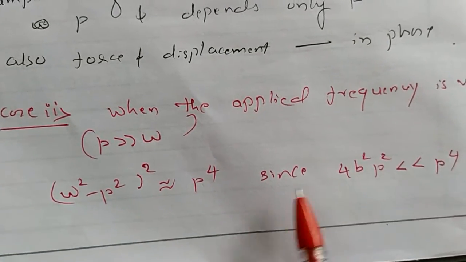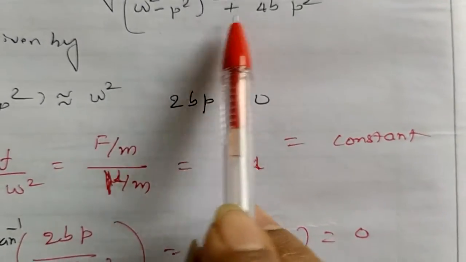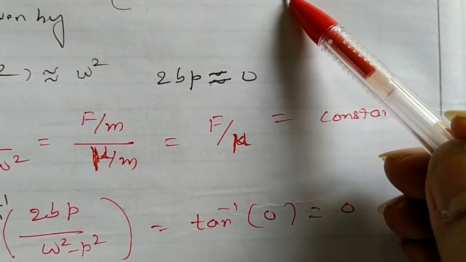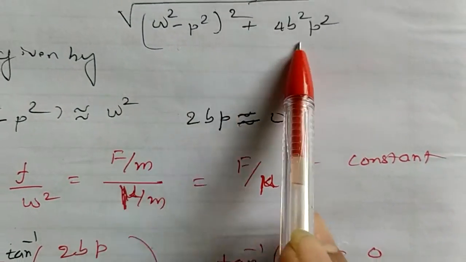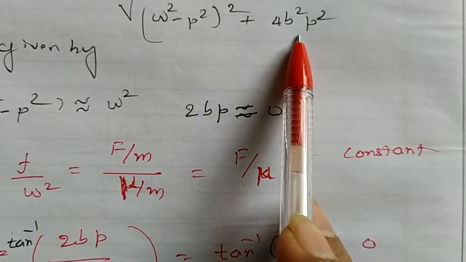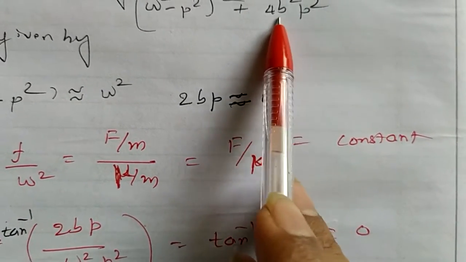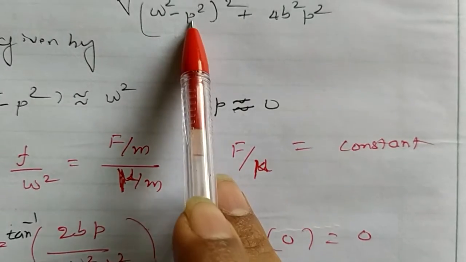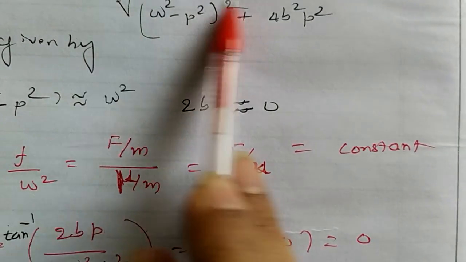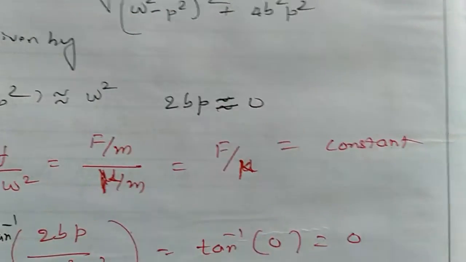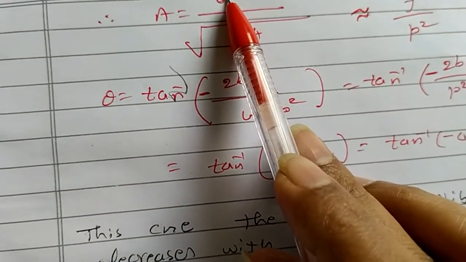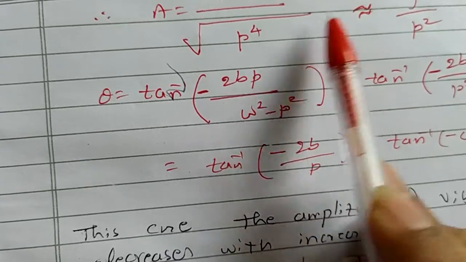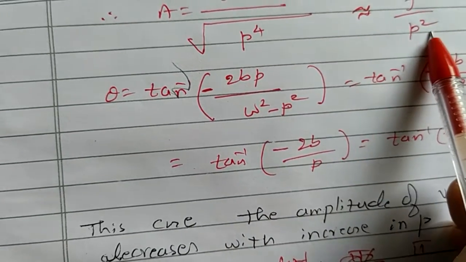Now the first factor is p to the power of 4, so 4b square p square is very much less than p to the power of 4. This factor is very small compared to p to the power of 4, so it can be neglected. That means p to the power of 4 inside the square root becomes p square. So the amplitude is given by F divided by square root of p to the power of 4, which is almost equal to F divided by p square.